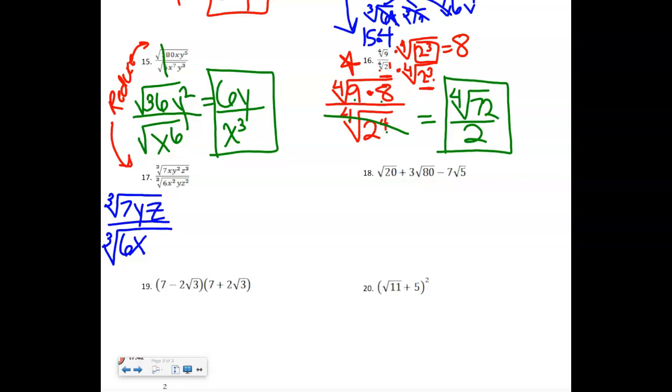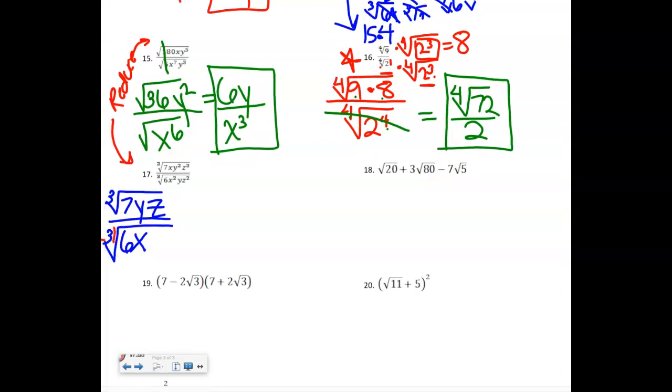Okay, so we simplified, and now it's like what we did on 16. I have a root on the bottom. I have a cube root, so that means I need to have 3 of everything. So I have 1 6 and 1 x. So that means I need 2 more 6's and 2 more x's. And reminder, whatever I do on the bottom, I also have to do on the top.